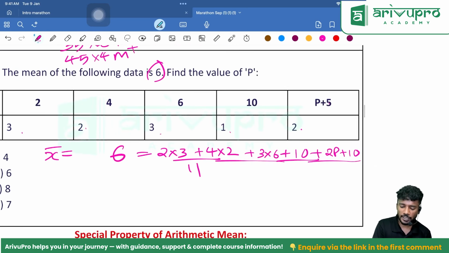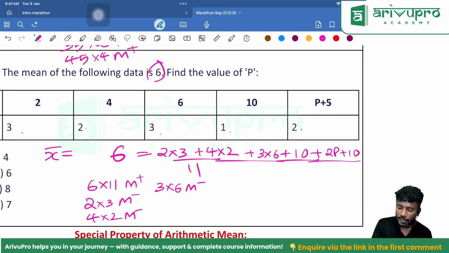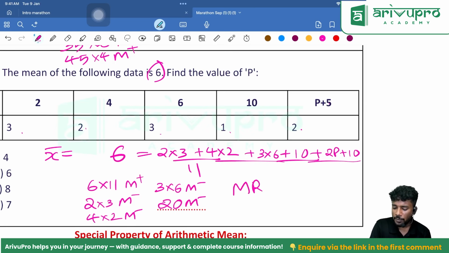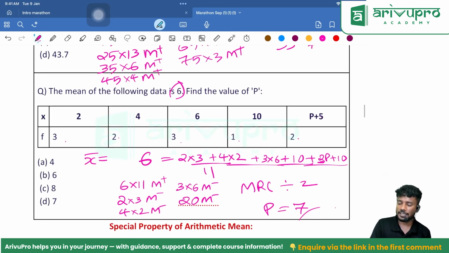So cross multiply. So 6 into 11 minus 2 into 3 minus 4 into 2 minus 3 into 6 minus then 10 plus 10 is how much? 20 minus, finally click what? Then divided by coefficient of p, that is how much? 2. How much is the answer for p, people? 7. Clear? Yes, that is the method.